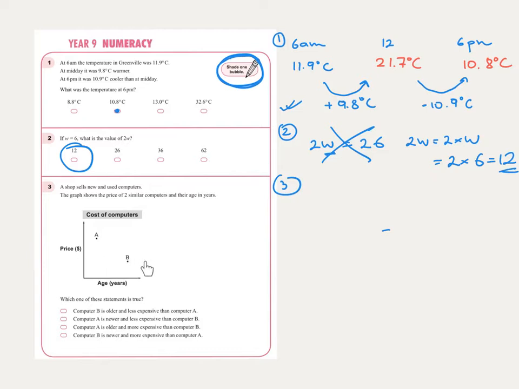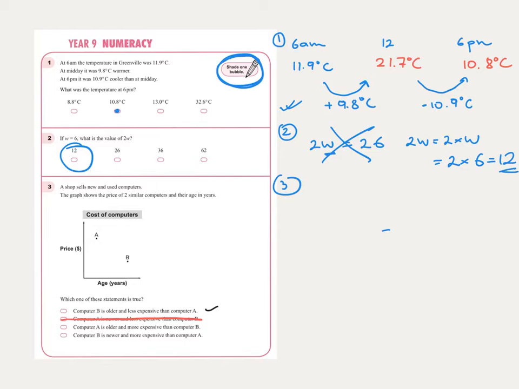So this is the price. It looks like it's going to be the first one, but I just want to check before I make a decision. I'm just going to check the other options. So computer A is newer, okay, newer, yes, and less expensive than computer B. This is the price, and we can see that A is here, so it's more expensive than B. So therefore it's not the second one.